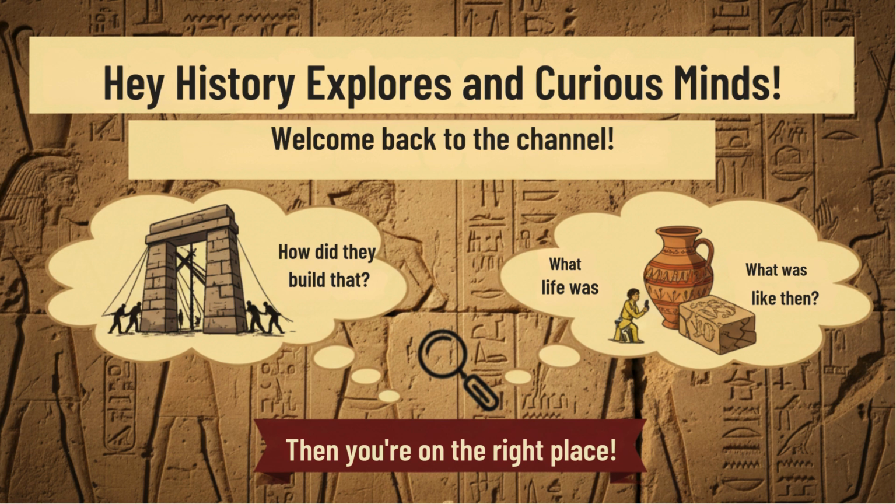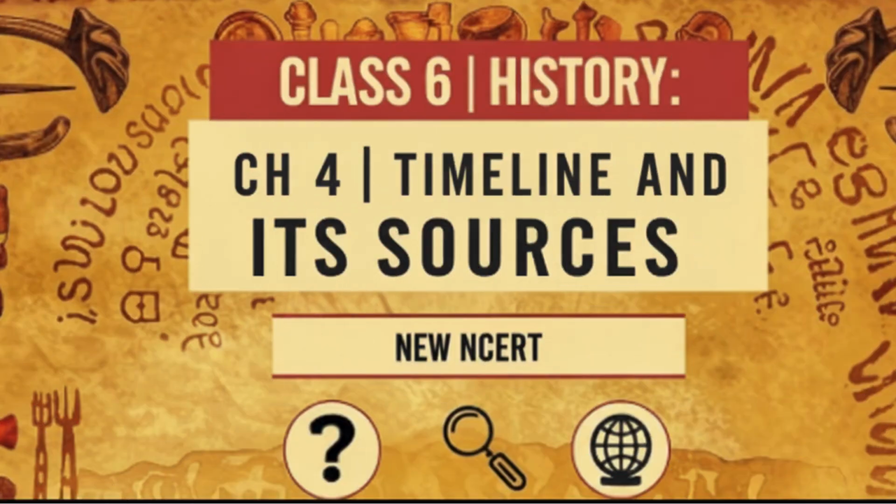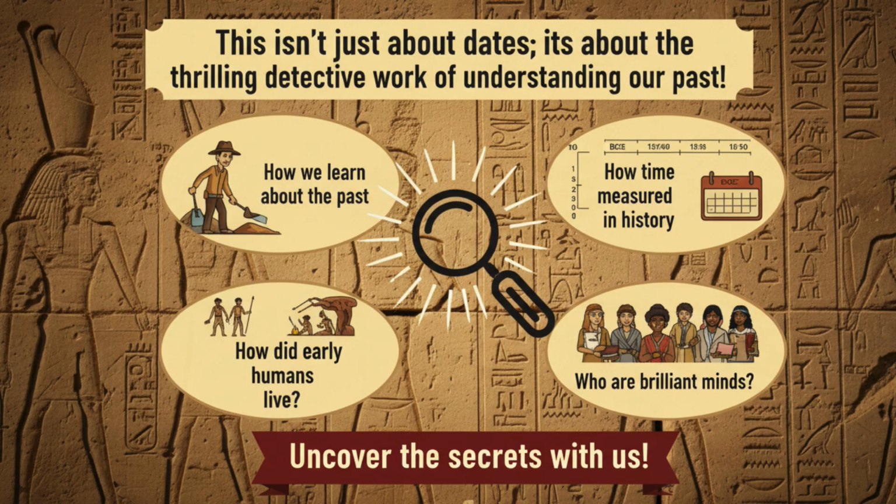If you've ever looked at a monument and wondered, how did they build that? Or seen an ancient artifact and thought, what was life like then, you are in the right place. Today, we are diving deep into the new NCERT Class 6 Social Science chapter on Timeline and Sources of History. This isn't just about dates, it's about the thrilling detective work of understanding our past. We'll uncover how we learn about the past, how time is measured in history, how early humans lived, and most importantly, who are the brilliant minds that piece it all together.